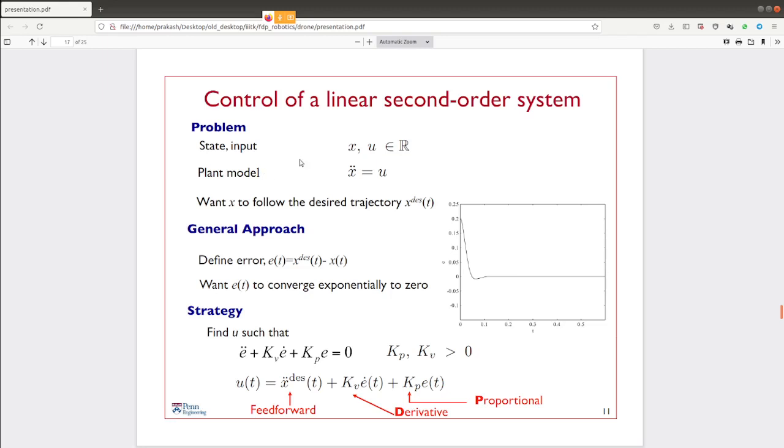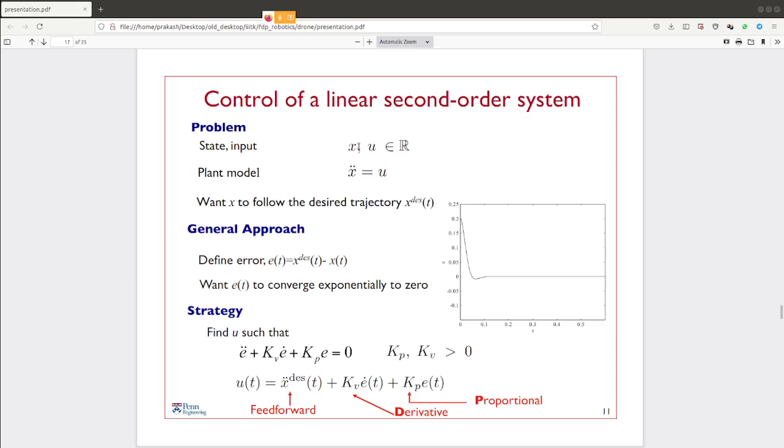So if you see, say at this moment x is my current position. But what I need to achieve is x desired. Then the difference is x desired minus x. That's the error. That we call as error.